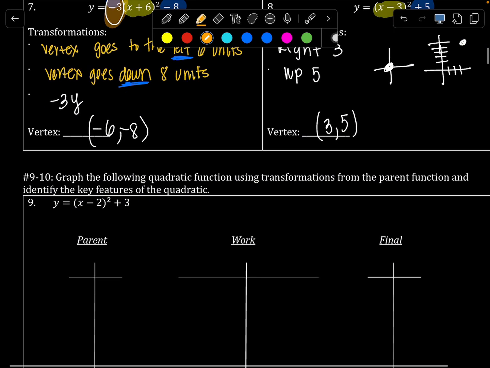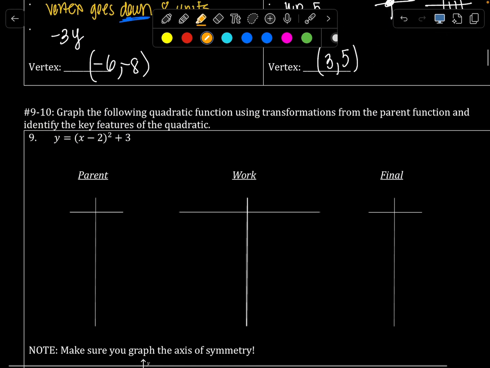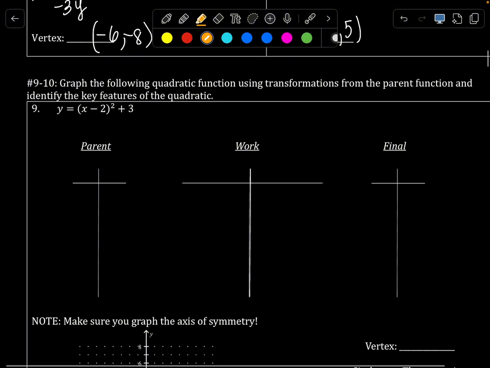Let's go to number 9. We've got to graph the following quadratic function using transformations. All right, let's do that. So our parent, it's important for you to write this down in your flashcard. You've got your x and your y. Our parent is always y equals x squared.